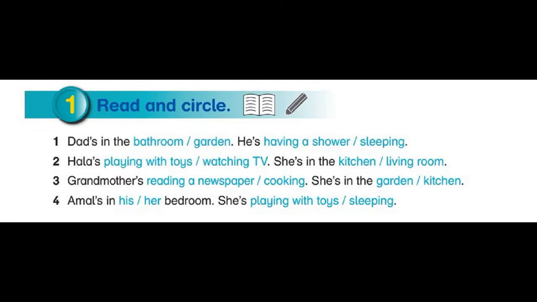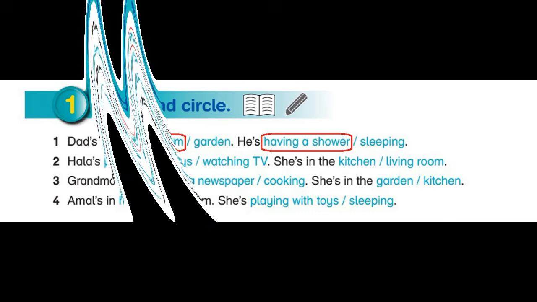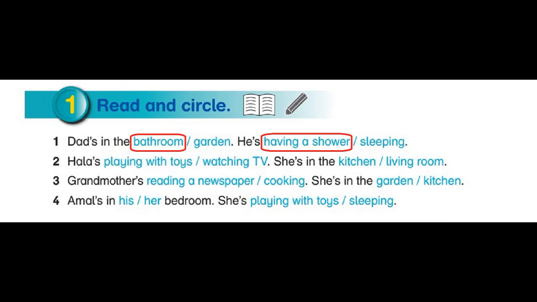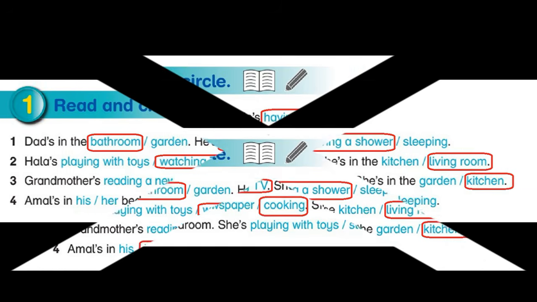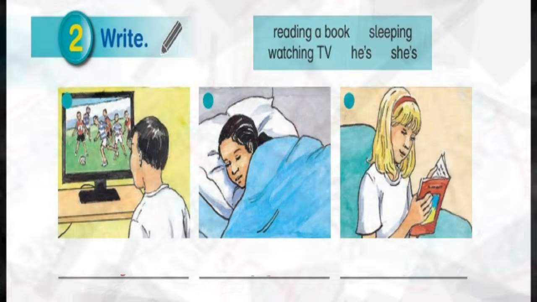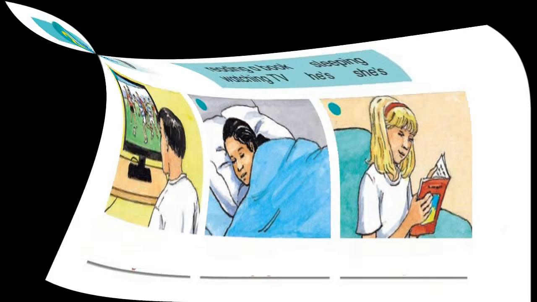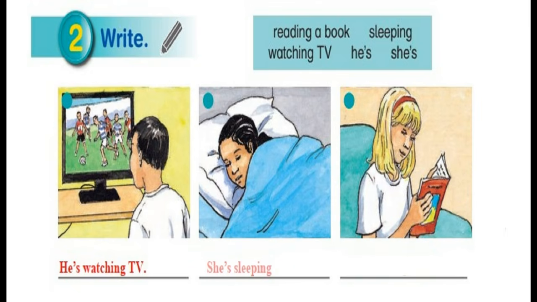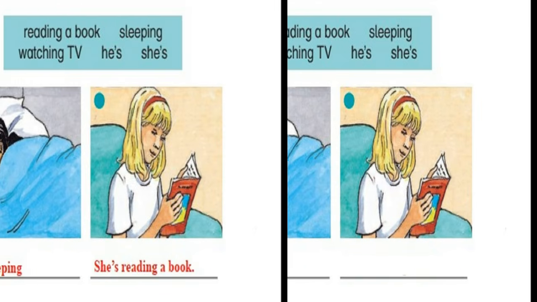Read and circle. 1. Dad's in the bathroom. He's having a shower. 2. Hala's watching TV. She's in the living room. 3. Grandmother's cooking. She's in the kitchen. 4. Amal's in her bedroom. She's playing with toys. 2. Right. 1. He's watching TV. 2. She's sleeping. 3. She's reading a book.